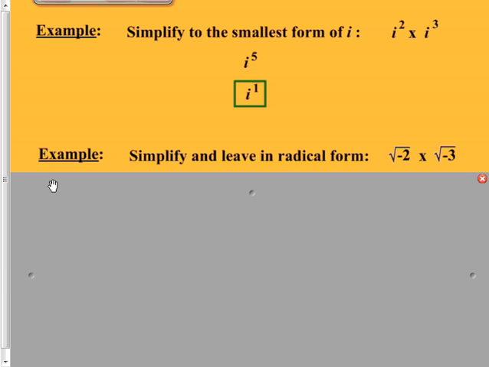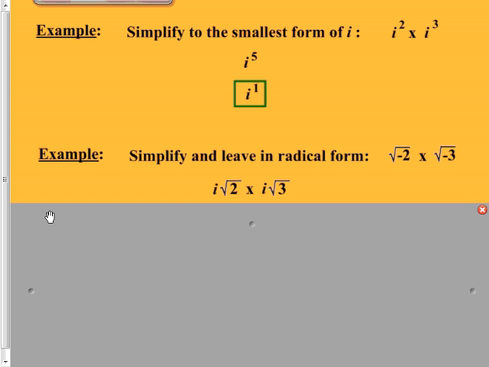Okay. How about some values? Simplify and leave in radical form. The square root of negative 2 times the square root of negative 3. Well, as I said earlier in the notes, when you have two radicals being multiplied together, the rule is that you can put it all underneath one radical and you simply multiply the values. But first thing we need to deal with would be the negatives underneath the radicals. We can simplify the i out from underneath the radical. So instead of the square root of negative 2, we can have i root 2. And instead of the square root of negative 3, i root 3.